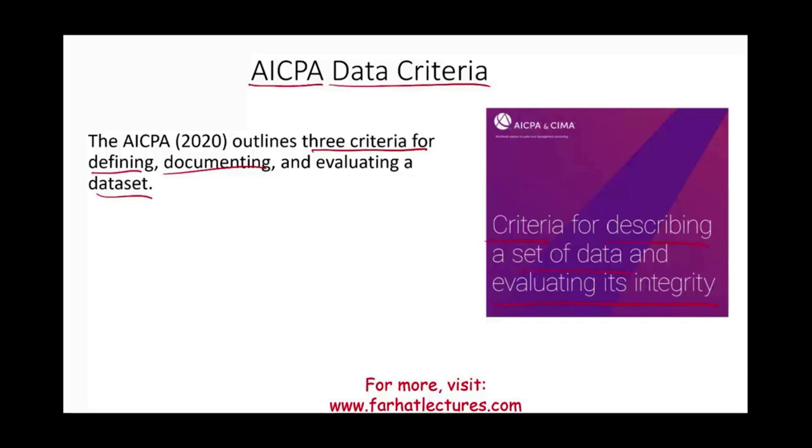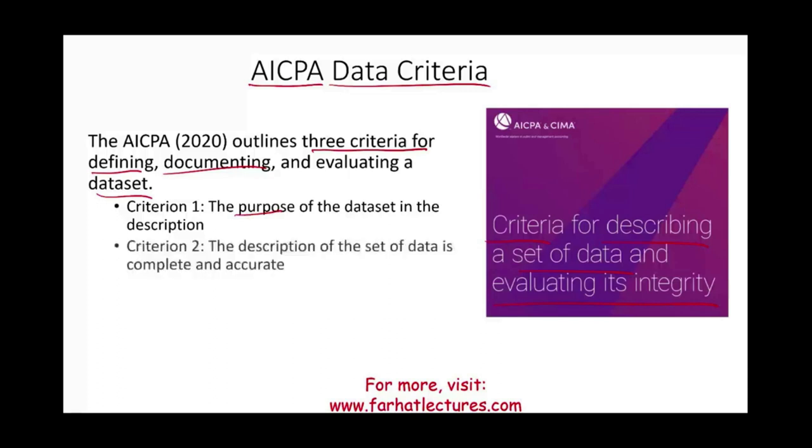And in my opinion, if the AICPA is giving you certain criteria about data, and data is being examined on the CPA exam, I strongly suggest we go over this in detail just to make sure we cover all our bases. So they establish three criteria. The first one is the purpose of the data set in the description. Simply put, you've got to tell us what the purpose of the data set is in the description.